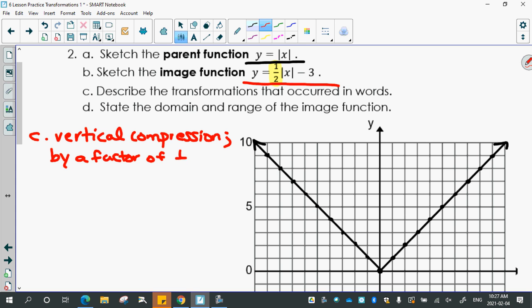So instead of my ups being 1, my ups are only going to be 1/2, because I'm halving my ups. Okay? And then what about this minus 3? That's your vertical shift. Yes. You're gonna go down. Very good. So that's my vertical shift. And because it's negative, it's down 3.